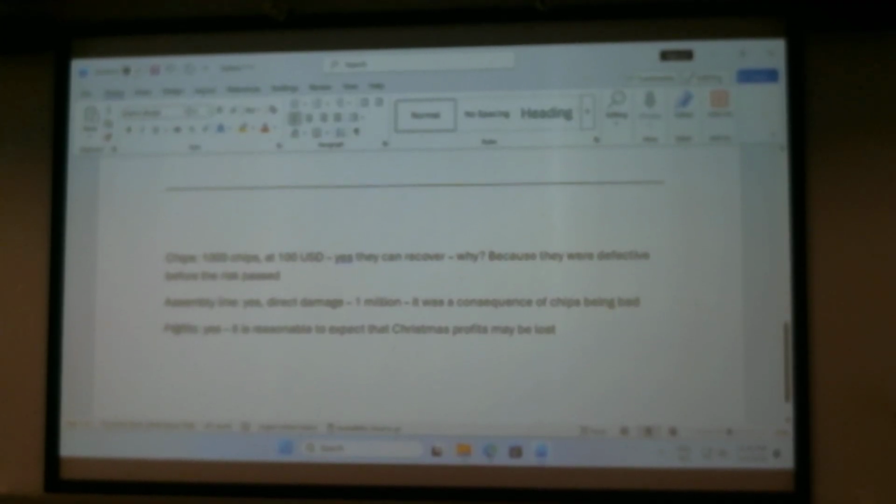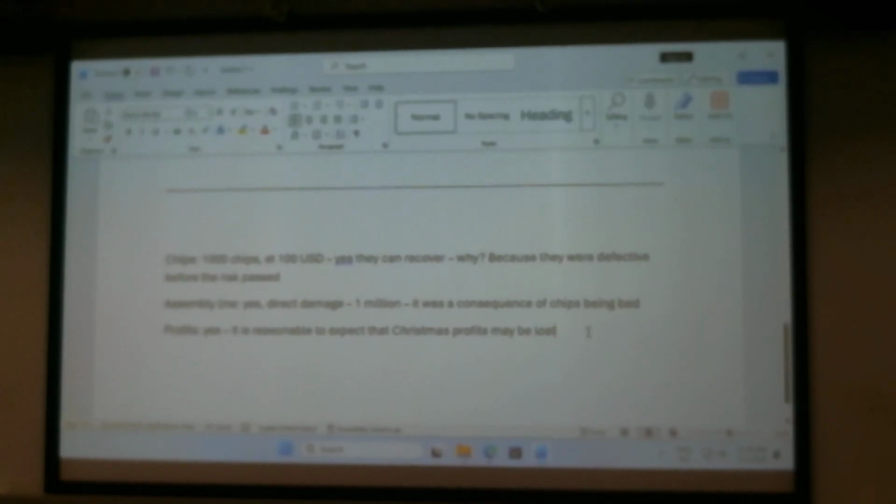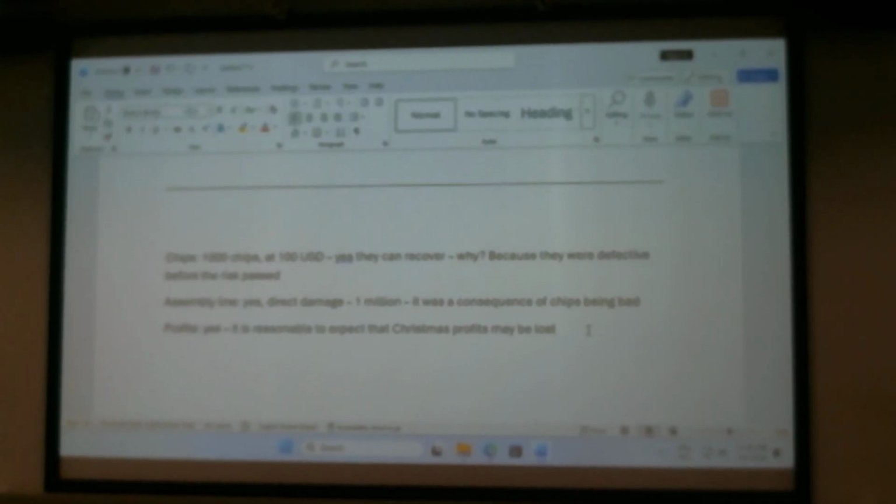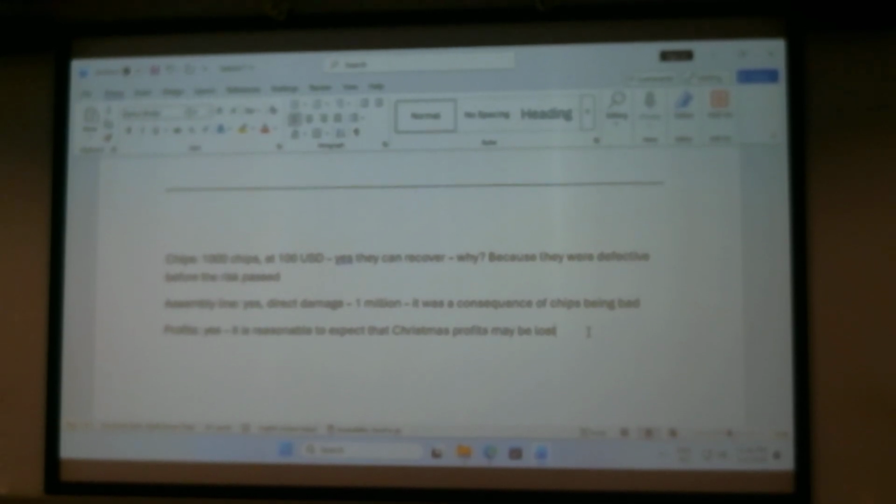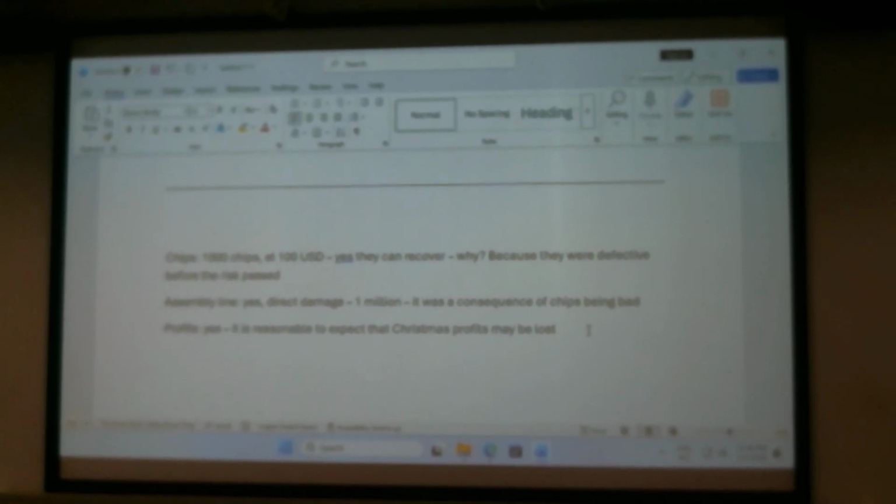Yes, it is reasonable to expect that Christmas profit may be lost. If they claimed here like, oh, by the way, we lost profits from Mars or whatever, NASA, the question would be, yeah, but was it reasonable for a person contracting with you to anticipate that? We will practice this more. It is time for you to catch a break. Then we're doing a tiny bit more calculation.